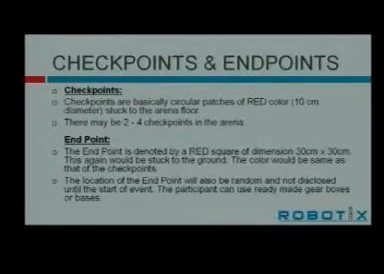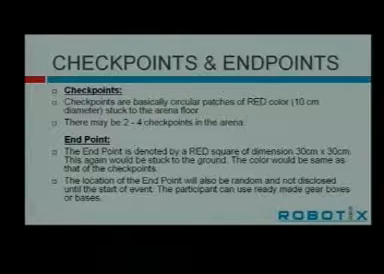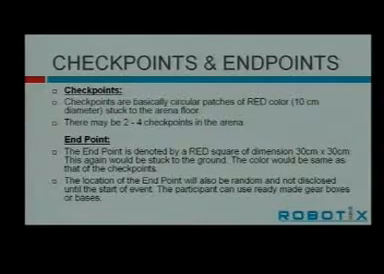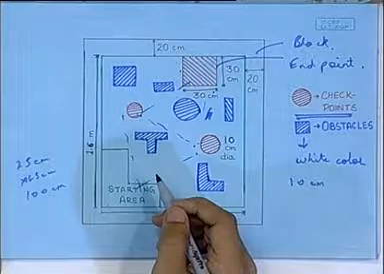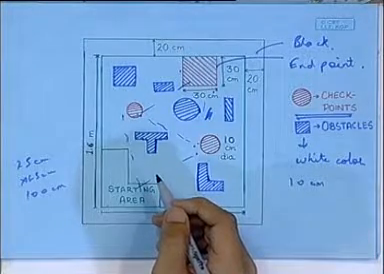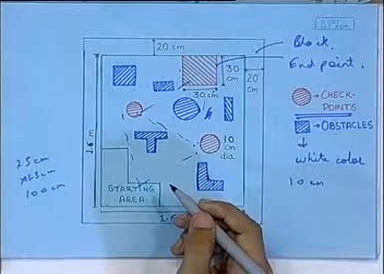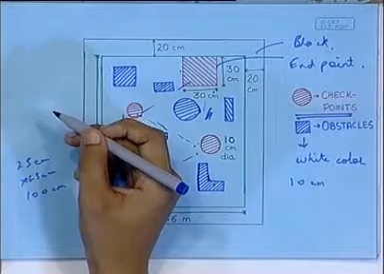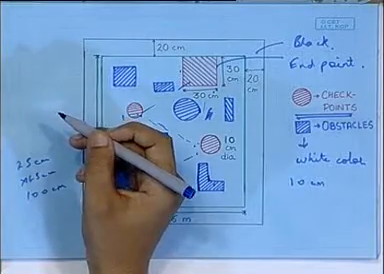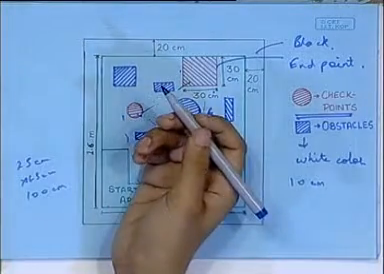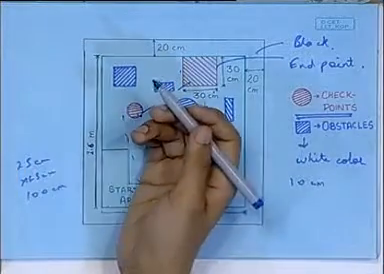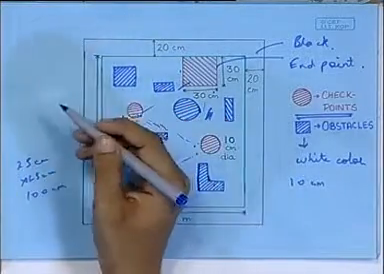Now we will talk about the robot specifications. The robot should be of 25 centimeter cross 25 centimeter cross 100 centimeter. The 100 centimeter value is the height of the robot. The participants can use ready-made gearboxes or bases. As for the camera, it will be provided by the Robotix team, and you are also allowed to bring your own camera. We will also provide you a computer in which you will have to install all the softwares that you require.